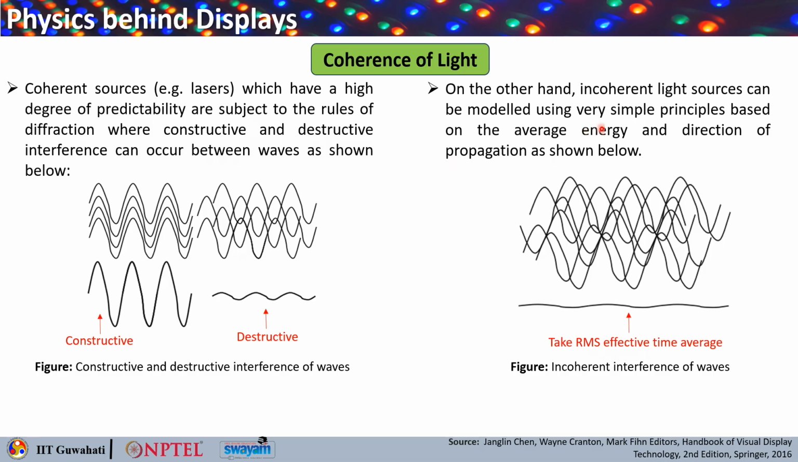Now, on the other hand, incoherent light sources can be modeled using very simple principles based on average energy and direction of propagation, as you can see here. The majority of the optical design done in displays is based on either harnessing or suppressing the effects due to the coherence properties of the light source. In this case, you can see this is the RMS effective time average. This is basically the incoherent interference of the waves.